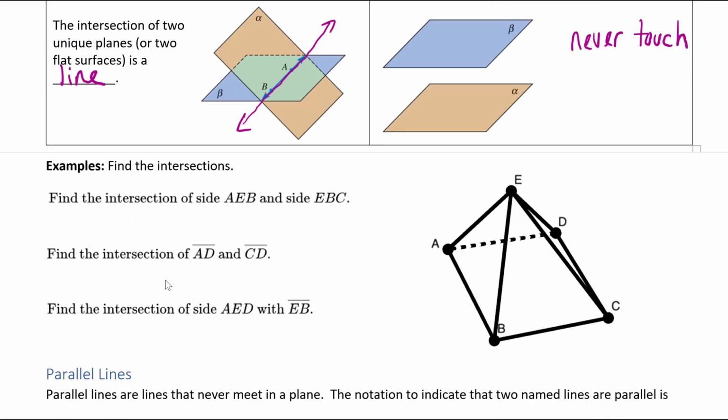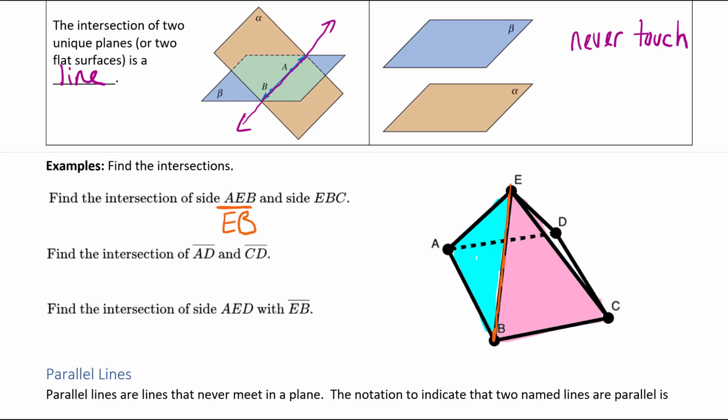Let's look at this shape. This is a three-dimensional shape. It's technically a pyramid. Let's find some of the questions here. Find the intersection of side AEB. So side AEB, I'm going to color this AEB, that's this blue plane right here, and side EBC, so that's this plane right here. So the intersection between these two planes is going to be the segment right in the middle, which is going to be segment EB.